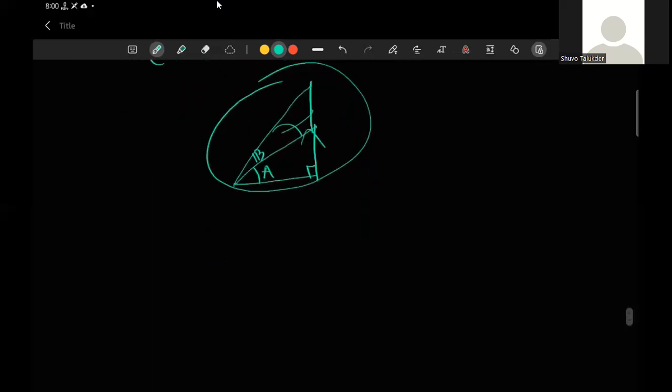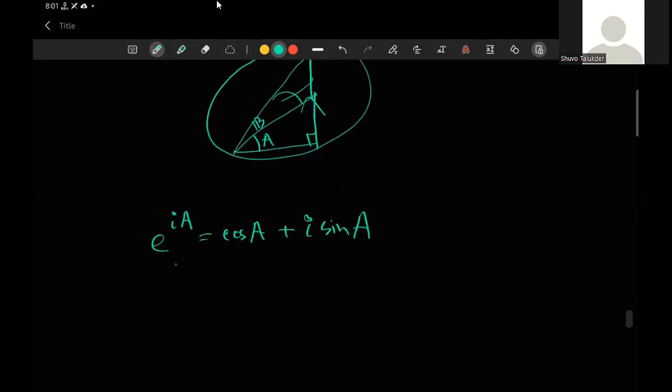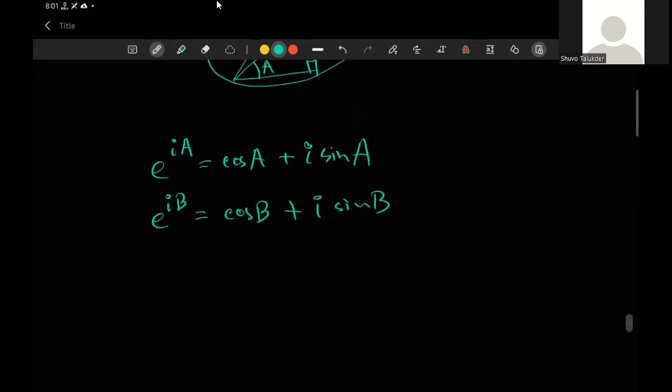By the definition of e to the power i theta, if we write e to the power i a, that means this is cos A plus i sine A. Sorry, I just replaced theta with A. And e to the power i B is basically cos B plus i sine B, right? Yes, sir. Does this confuse any of you? Okay, now if I want to say e to the power i times a plus b.